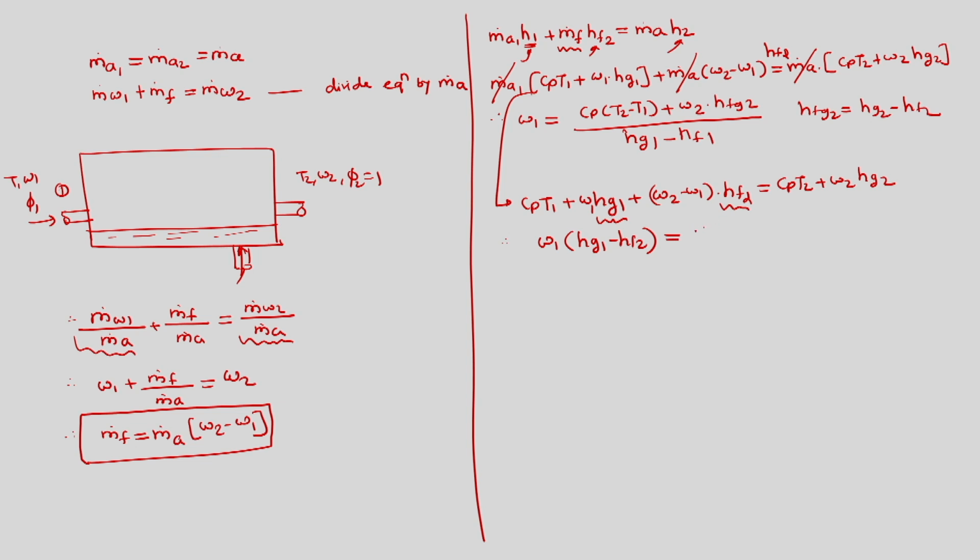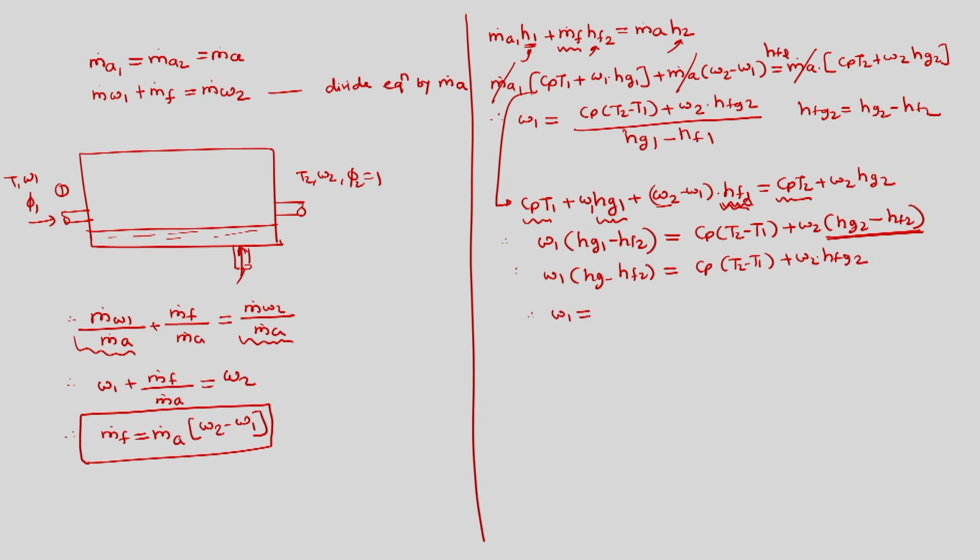This will be equal to Cp into T2 minus T1. So, we have accounted this and this, plus omega 2 into Hg2 minus Hf2. So, this term is also accounted. So, this we can write down as Hg1 minus Hf2 is equal to Cp into T2 minus T1 plus omega 2. So, this is the latent enthalpy, which is Hfg at 2.